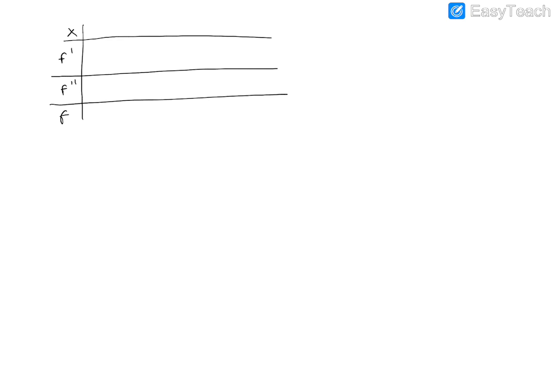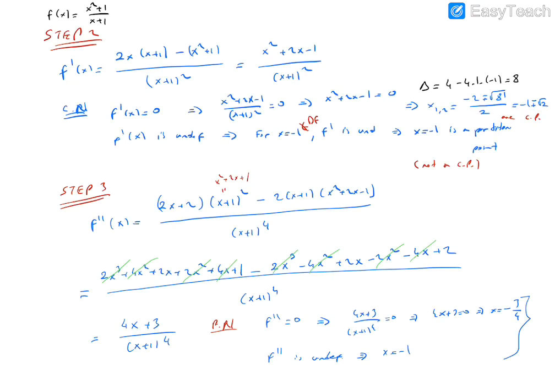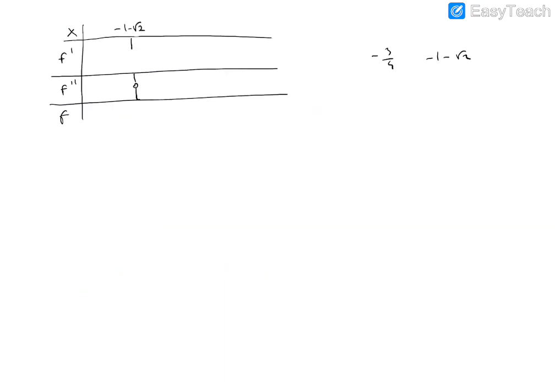So minus 1, minus 3 over 4 and minus 1 minus square root of 2. So this is less than minus 1. Okay, so it is easy. Minus 1 minus square root of 2 is the zero of the f prime. Yes, this is 0 here, sorry. And at the point minus 1, f double prime is undefined and f prime is undefined. Both of them are undefined, and also f is undefined.